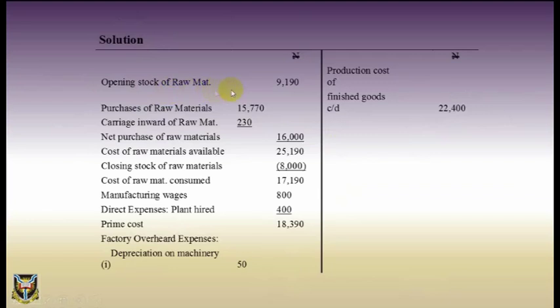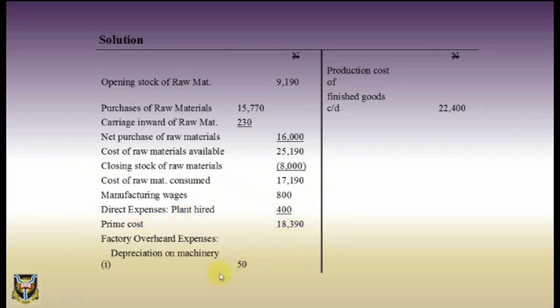Opening stock of raw material 9,190. Purchases of raw materials 15,770. Carriage inward of raw materials 230. Net purchase of raw materials 16,000. Cost of raw materials available 25,190. Closing stock of raw materials 8,000. Cost of raw material consumed 17,190. Manufacturing wages 800. Direct expenses plant hired 400. Prime cost 18,390.